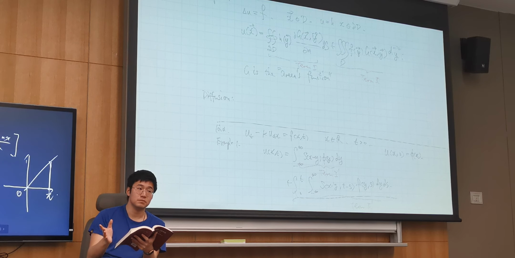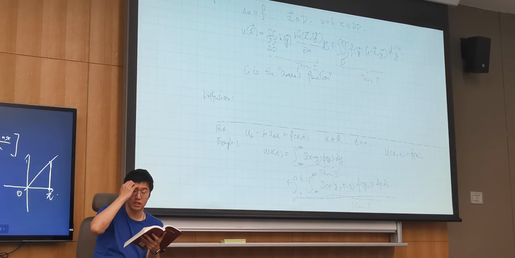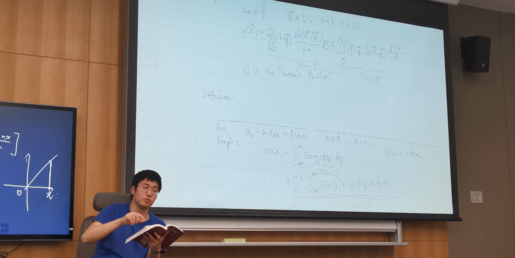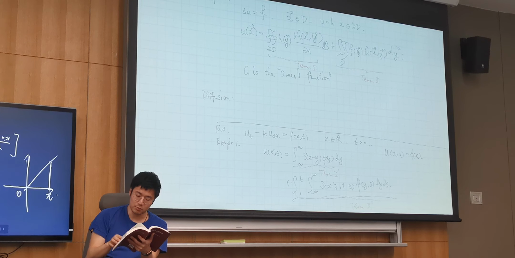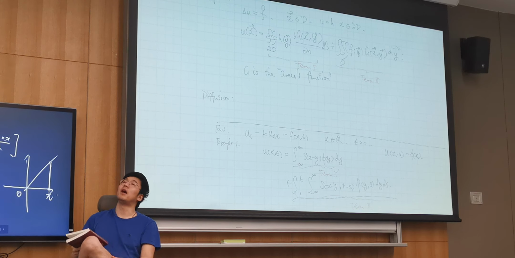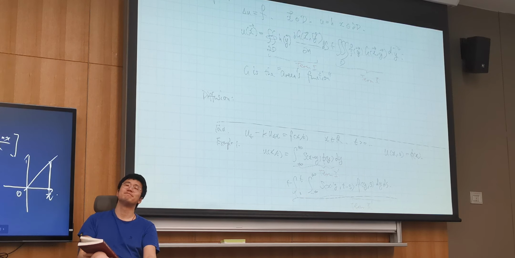Mean value property. What does it mean by mean value property? Every point is the average of the circle surrounding it. Professor, is it necessary to be a circle? We cannot use a rectangle? Actually, you are talking about the Dirichlet measure for a non-circle boundary.